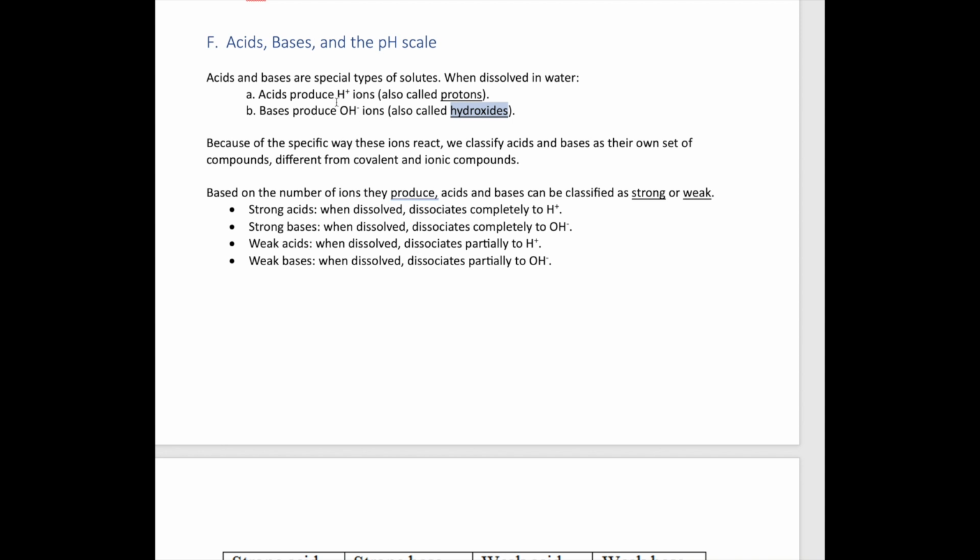Now, the reason they're categorized in their own group is because they have a specific way of reacting with other compounds as well as with each other. Before we can talk about those reactions, the first thing we need to think about is the categories of strong and weak versions of these compounds. So strong acids are acids that produce a lot of protons when they're dissolved in water. In fact, we say they produce so much that they dissociate completely.